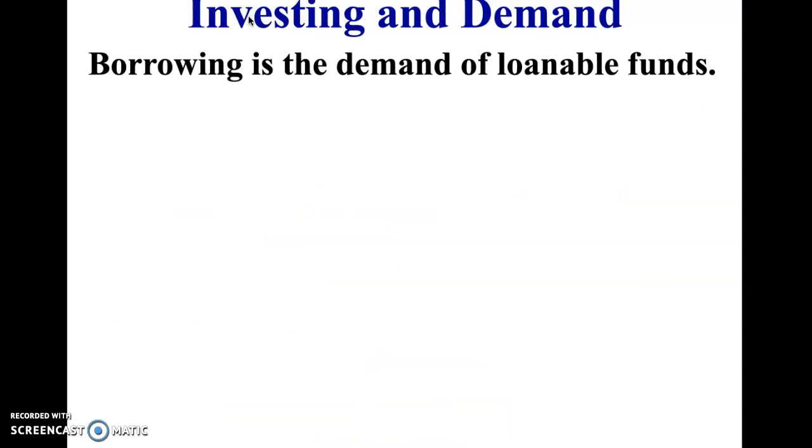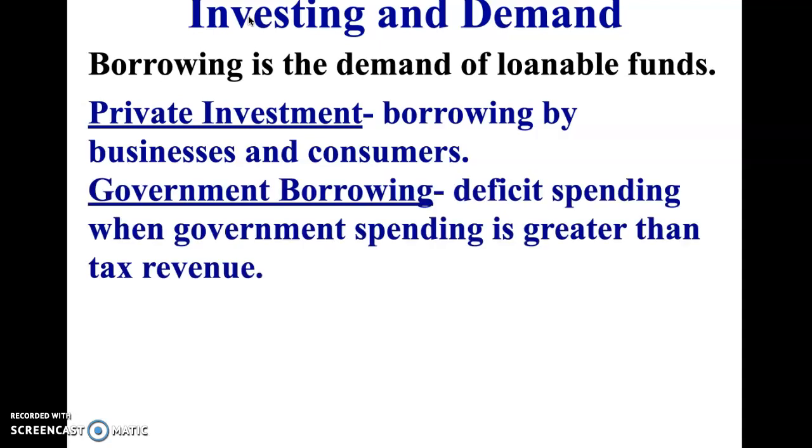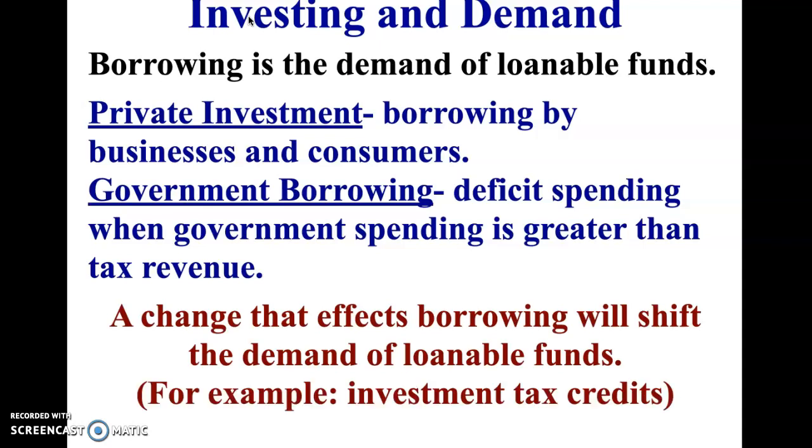So let's think about demand. Borrowing is what demand is, and there are two different types of borrowing. We have private investment, so just businesses and consumers taking out loans for different things. Governments always do deficit spending, so government spending is greater than tax revenue. When the government keeps increasing their deficit, they're making borrowing difficult because they are taking a lot of those loans. So a change that affects borrowing will shift the demand of loanable funds. An investment tax credit would be an example of that.